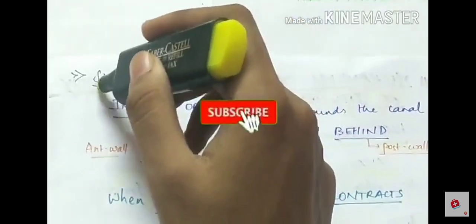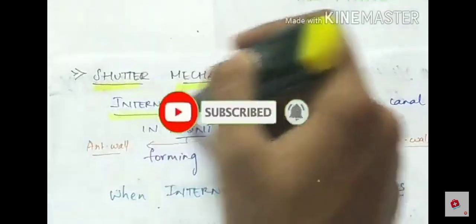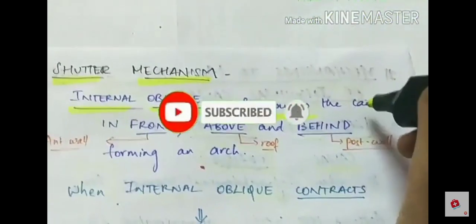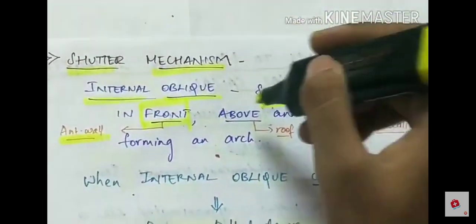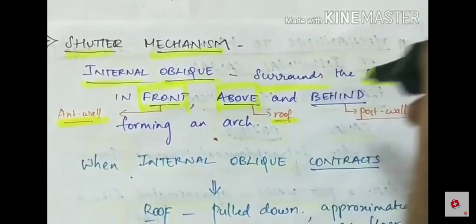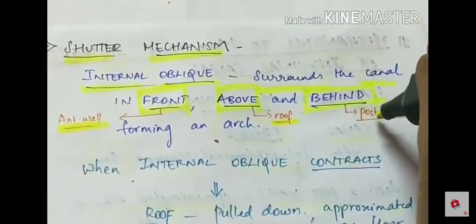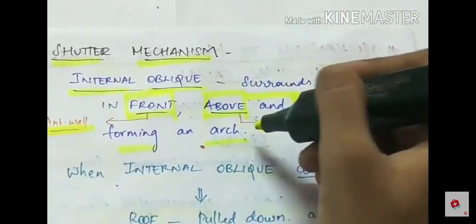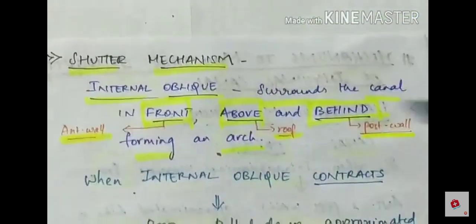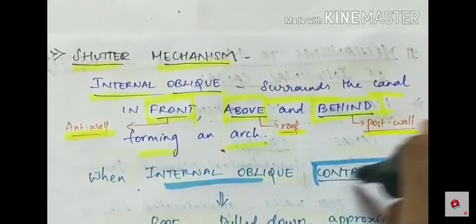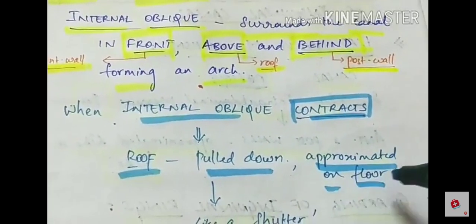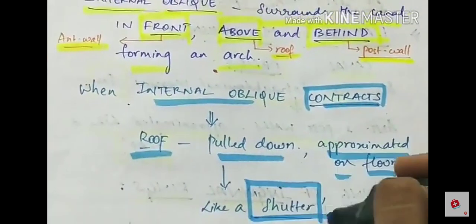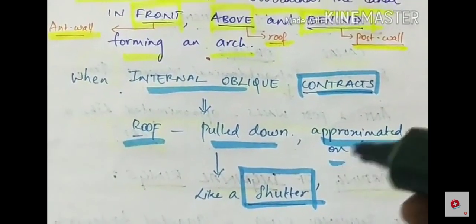The third is shutter mechanism. The internal oblique muscle surrounds the inguinal canal in the front, forming a part of its anterior wall, above forming its roof, and behind forming a part of its posterior wall. So therefore it forms an arch over the inguinal canal. So when the internal oblique muscle contracts, the roof is pulled down and is approximated on the floor like a shutter. So this mechanism is called shutter mechanism.